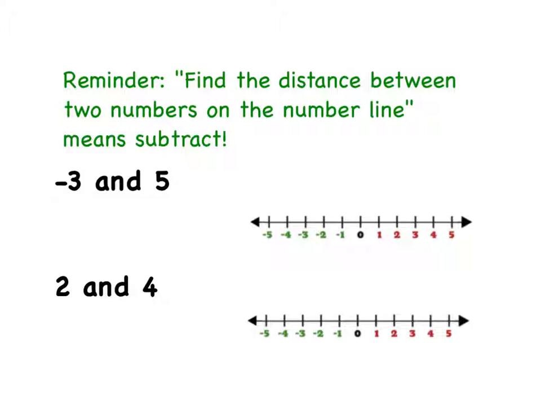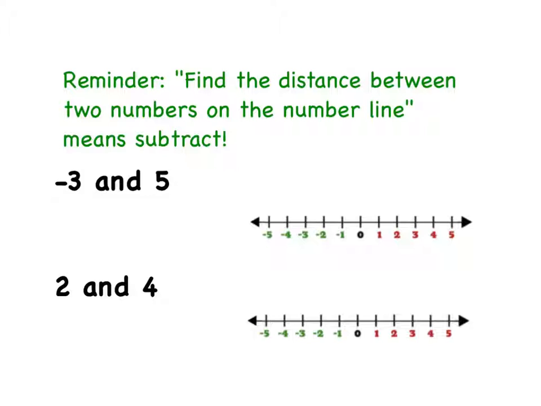Just a quick reminder that will be helpful on the homework assignment for this standard: when it says in the directions, find the distance between two numbers on the number line, that means that you can subtract, but you're just looking for that positive distance, okay?